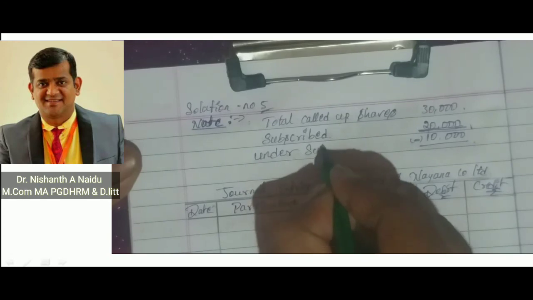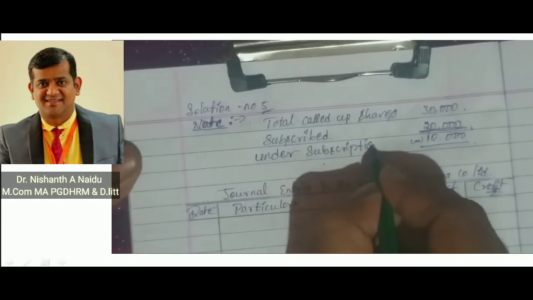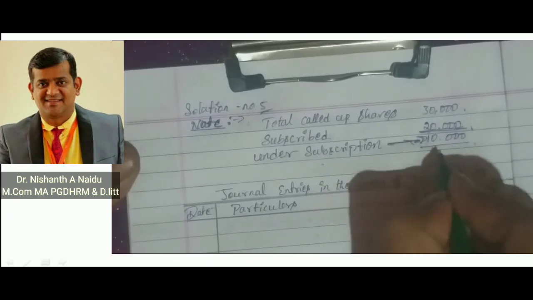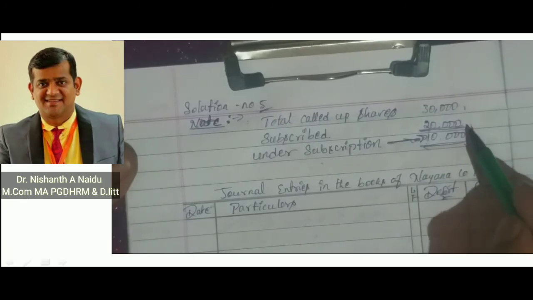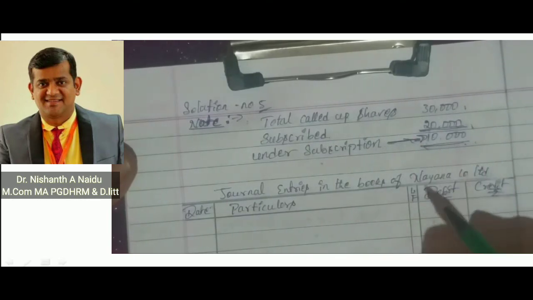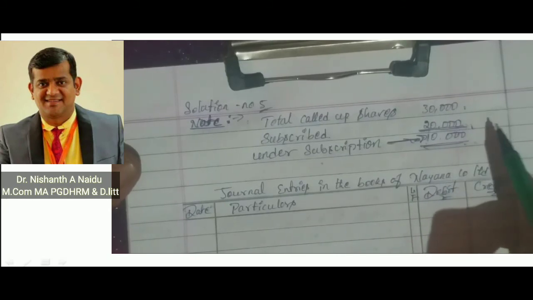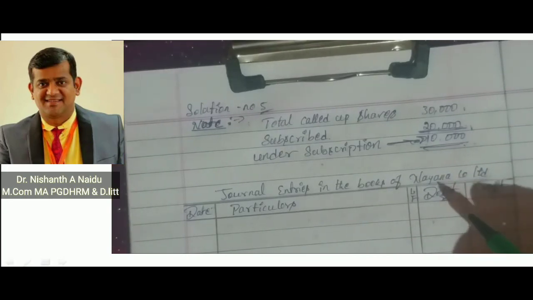Under subscription, the situation of such cases we call under subscription. Because when the company offers shares, if the public subscribes less than the offered shares, that situation we call under subscription. 30,000 the company offered, the public applied for only 20,000. So this situation is called under subscription.